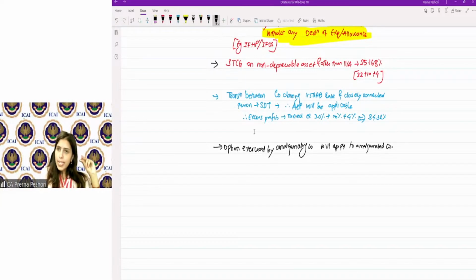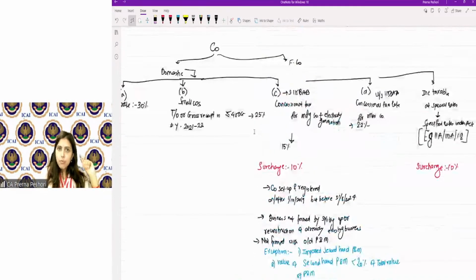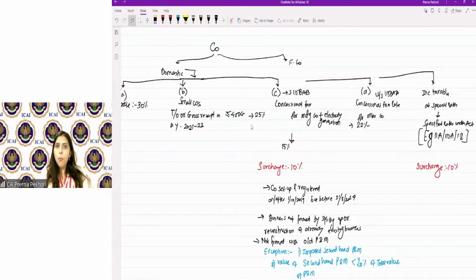So, just quickly giving a recap of 115BAB. Tax rate is 15%, surcharge is 10%, and cess is 4%, which makes the 115BAB tax rate close to 17%. So the precise rate is 17.16%. You can write down, cess is 4%, so the precise rate is 17.16%.